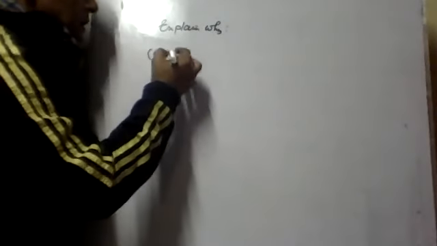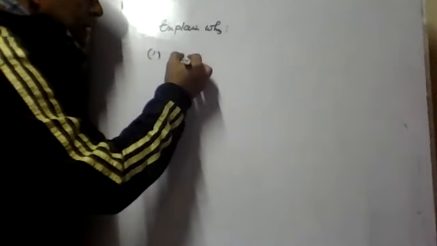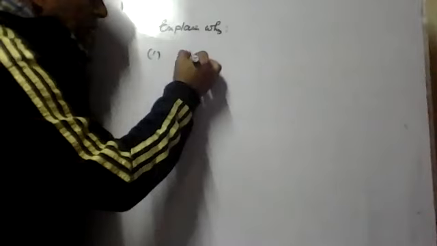Question number 1, why are ethers less soluble in water than alcohol? One more question you can write, ethers have lower boiling point than alcohol. All of these you can explain in the light of hydrogen bonding. You write, number 1, in alcohol, extent of hydrogen bonding is very high.